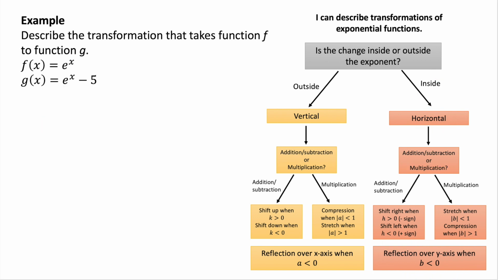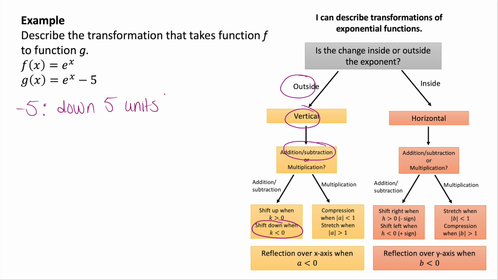Now let's try describing the transformation that takes f to g when we have f of x equals e to the x and g of x equals e to the x minus 5. Once again, e to the x is our parent function, and the new thing we have is this minus 5 on the end. The minus 5 is on the outside, so it's a vertical change. It's being subtracted, and it is going to be a shift down because that is less than 0. So it's going to take this graph down 5 units.